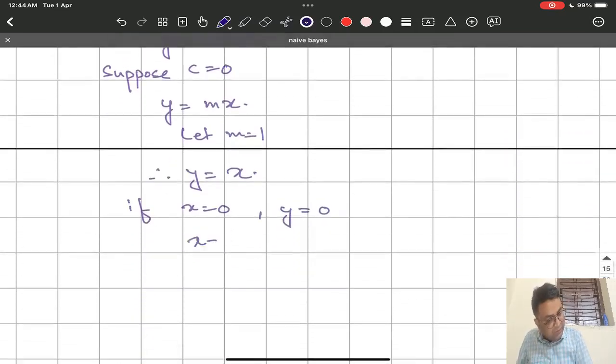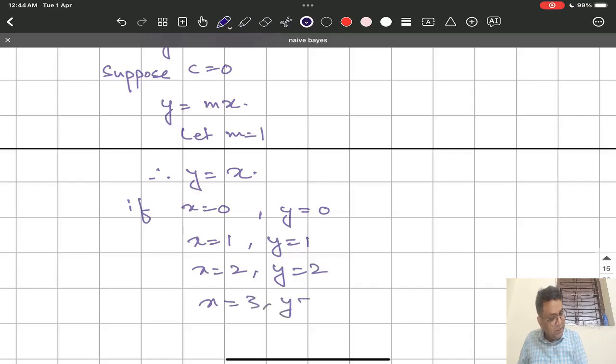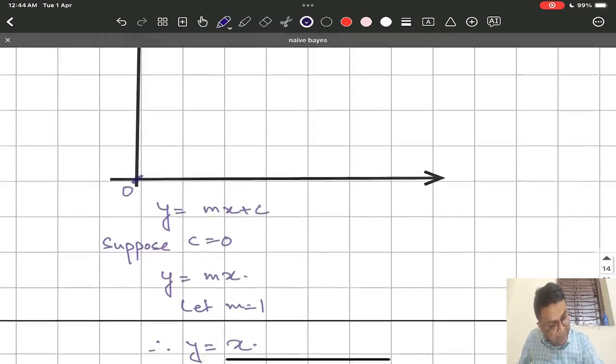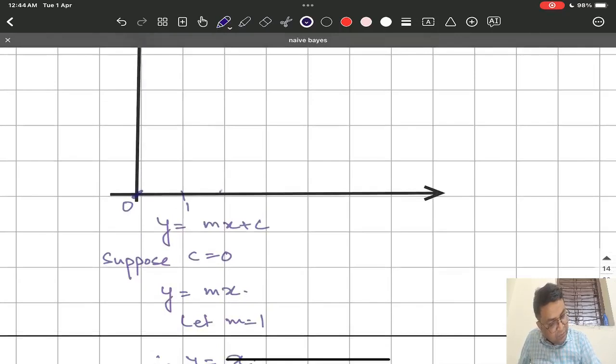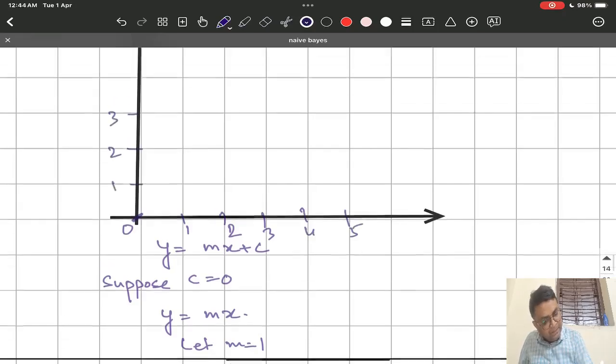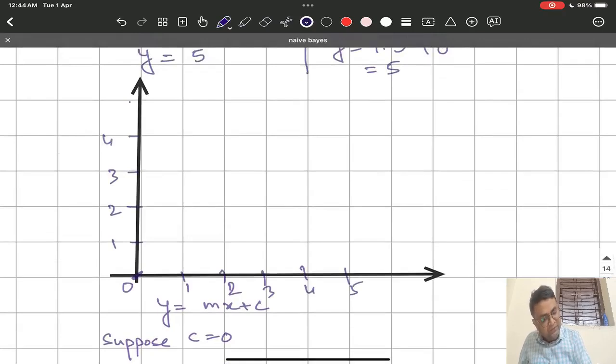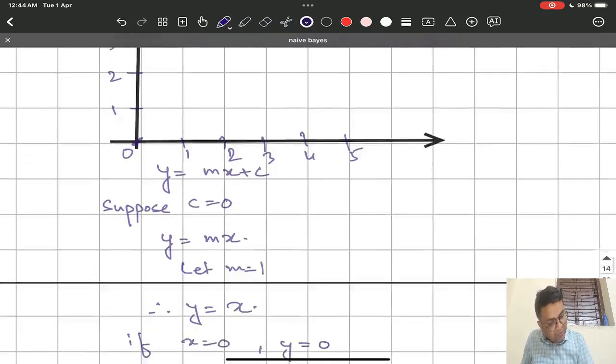X equal to 1, then y equal to 1. Why? Y equal to x. Okay, x equal to 2, so y equal to 2. X equal to 3, so y equal to 3. Can you see this? So what will happen? Here 1, 2, 3, 4, 5. Over here also 1, 2, 3, 4, and this is the 5. This value is 5. Hope आप लोगों को clear हो रहा है.